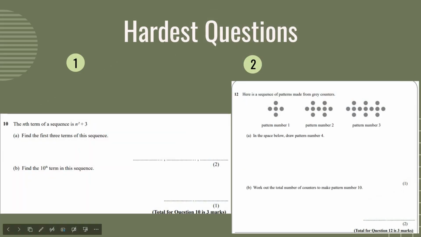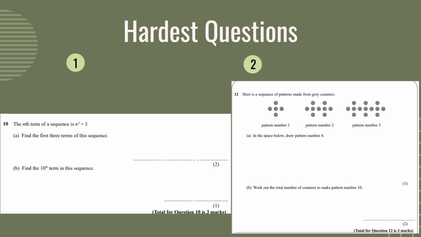Here now are some of the hardest questions you'll probably be asked at grade 4 level for nth term and sequences. Have a go, pause the video and unpause. So, our first question says the nth term of a sequence is n squared plus 3. Find the first 3 terms of the sequence.